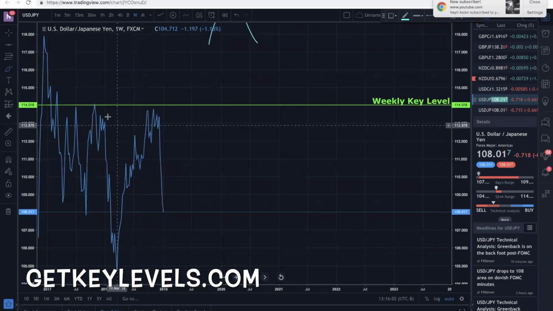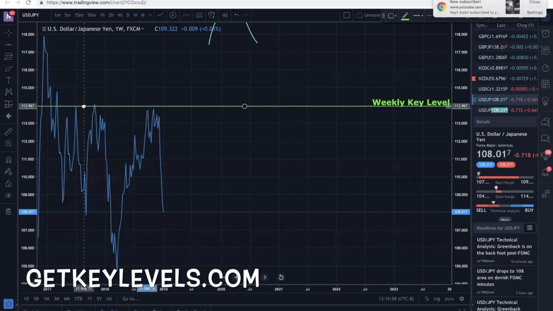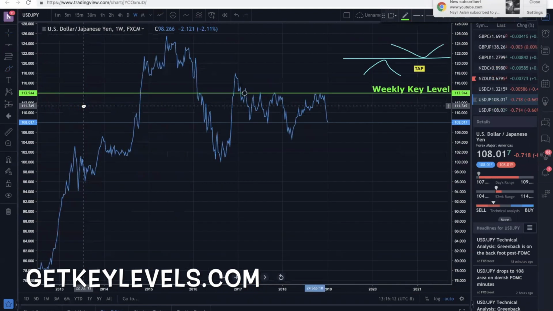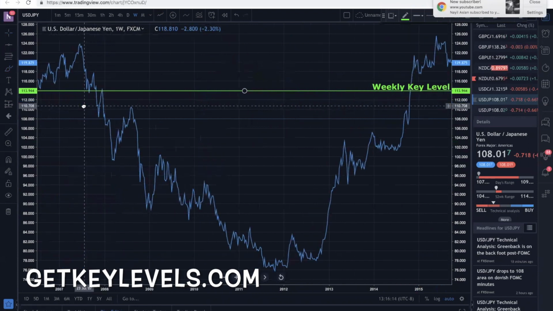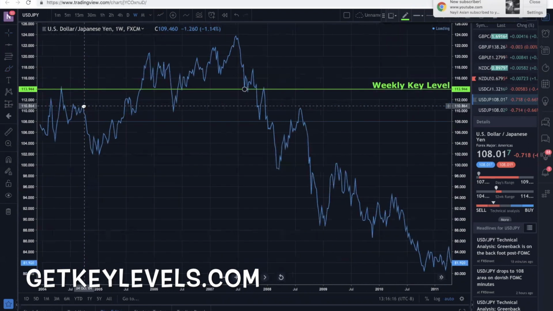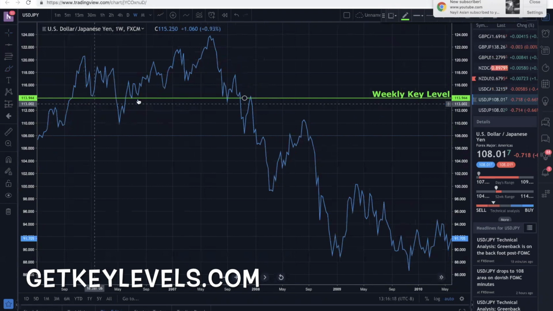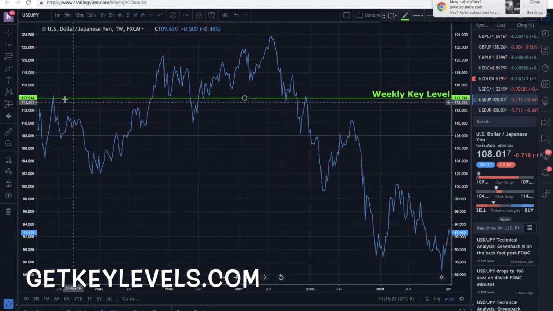So let's see. Right here, we want to, remember this is a zone. So if I put it right here, that's going to be a perfect tap right there. And if you're going to look for a tap, you want it to do it from both sides. So I see a tap there. And let's see. I do see a tap right here as well. So that'd be an example of a tap, okay?